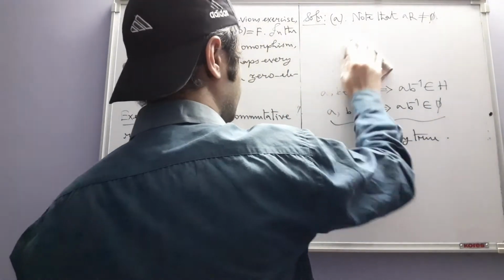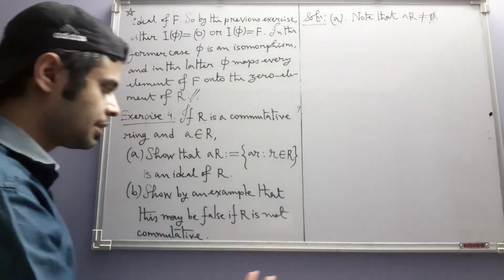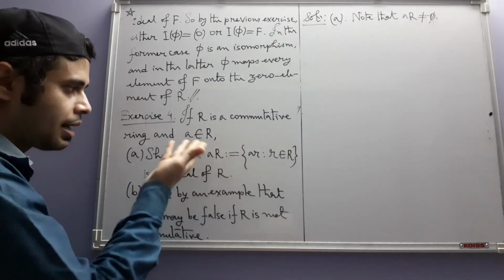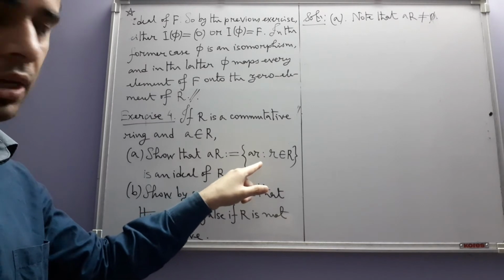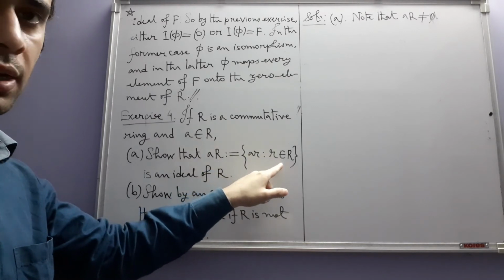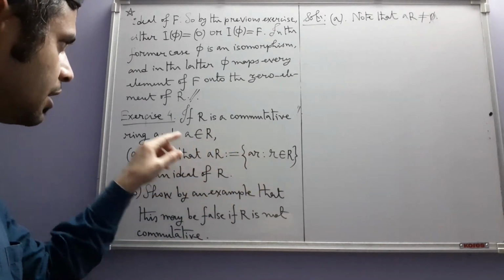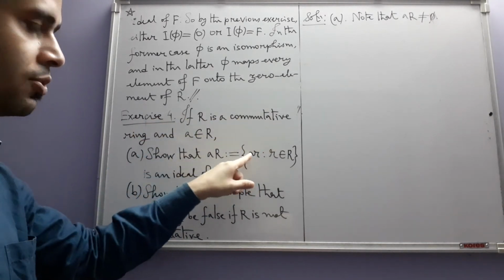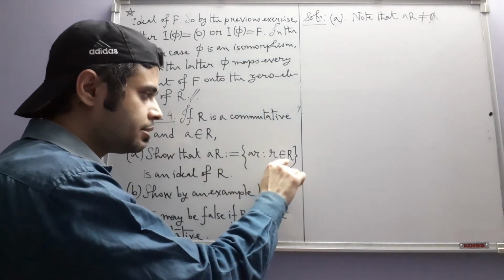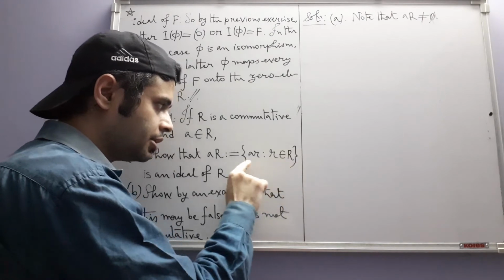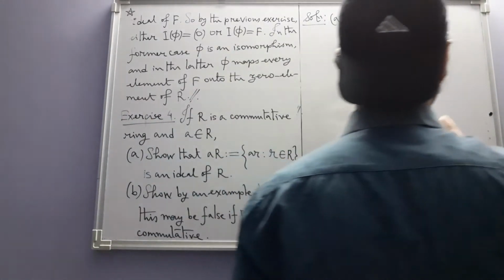So that's why, first of all, we have written that AR is non-empty, which is the case because AR is the set of all multiples of A from the right by ring elements. From the right we are saying because it is written like that. However, it's given that R is commutative, so it does not really matter. But the point here is that since R itself is non-empty, this is non-empty because there are multiples. Okay, so AR is non-empty.